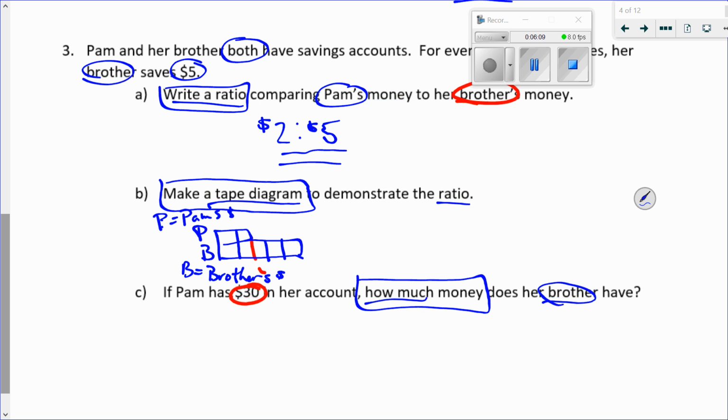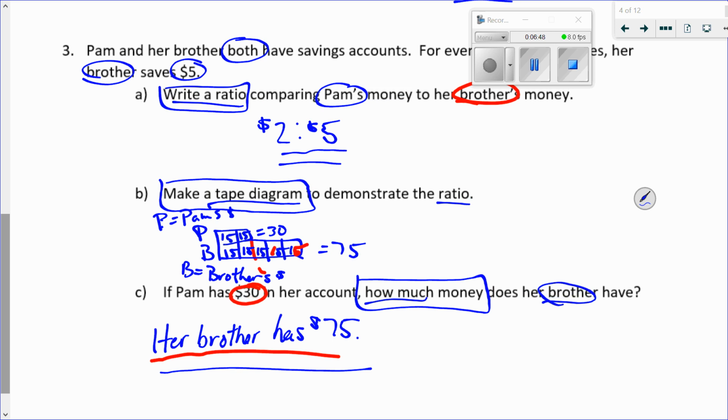So in this case, I know that Pam is 30, so that's 30. So that means that my ratio constant is 15. Because there's 2 boxes, that gets me to 30. Once I have my ratio constant, every box gets it. Meaning, her brother has 5 15s, or 75. So don't forget, we're asking word problems. That means a full sentence answer. Her brother has $75.